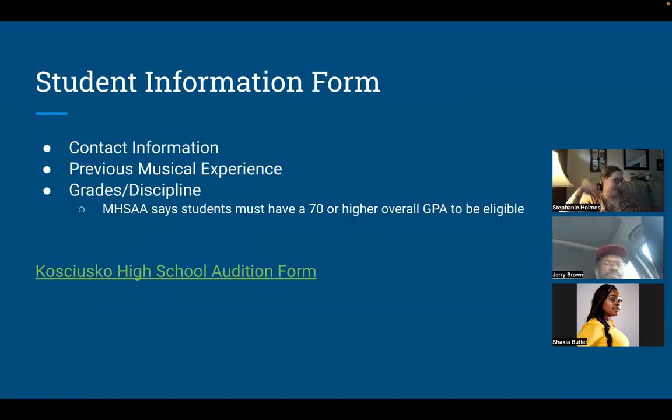Student information forms. Have the students fill it out as they're waiting. I have it on my audition form. You want their contact information, their parents' contact information, and any previous musical experience, not necessarily choir. I ask, do you play the piano? Have you taken guitar lessons? Have you been in the band? And then grades and discipline, I told you a minute ago, I'll look at that. MHSAA does say that students have to have a 70 or higher overall GPA to be eligible. Because if they're not eligible, they can be in choir, they just cannot take the stage at any kind of contest, but they can be in the class.